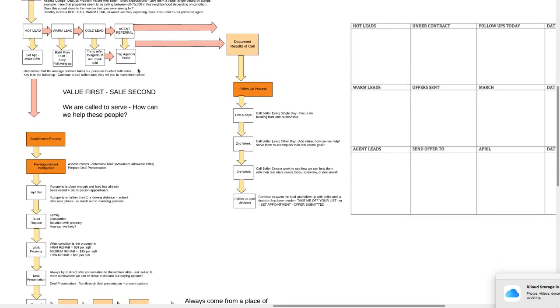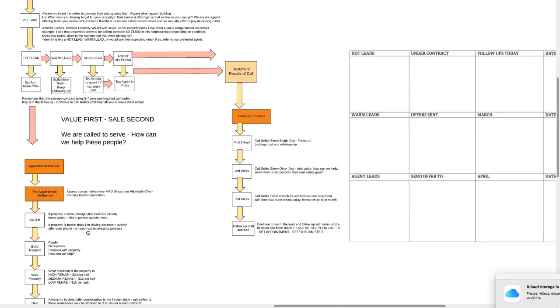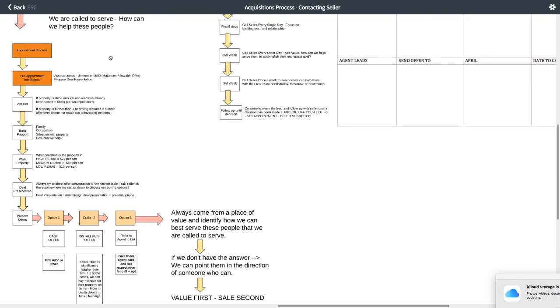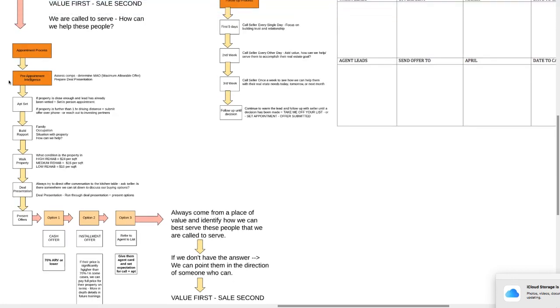Now, moving down here, appointment process. This is after vetting the lead, talking with them in person, determining motivation, we set the appointment, right? Appointment process. You want to always do your pre-appointment intelligence, and we'll have a short module on that outside of this video. But basically here, you're going to be assessing the comps, determining your maximum allowable offer, and you're going to prepare the deal presentation. So we like to present, on an iPad or tablet, our deal presentation, which shows them who we are, what we do.